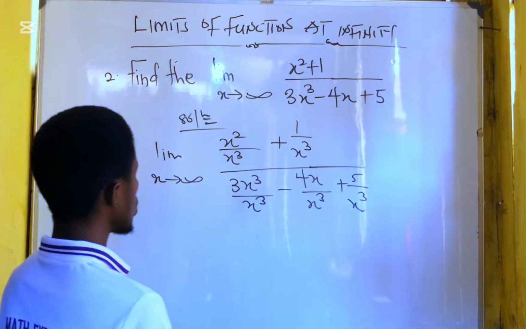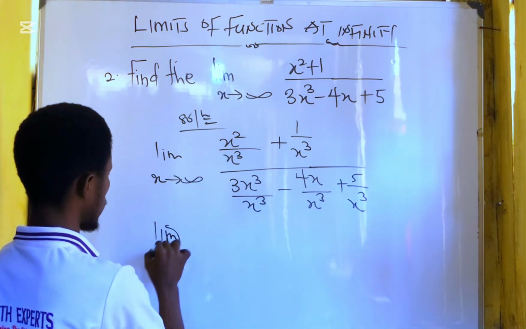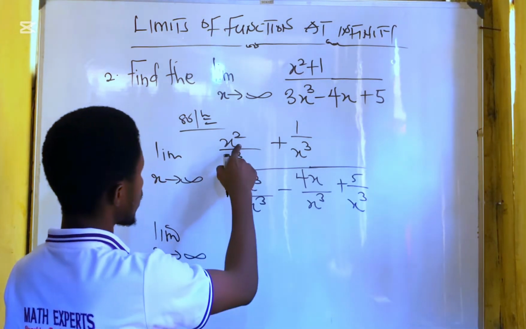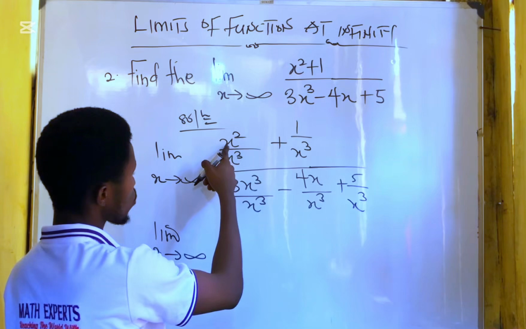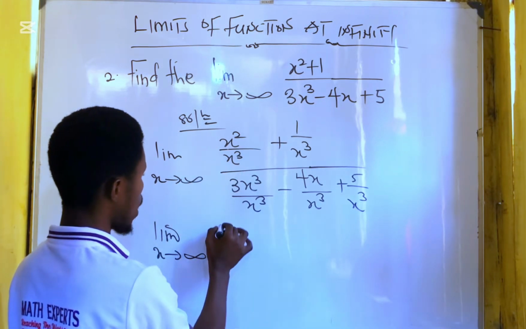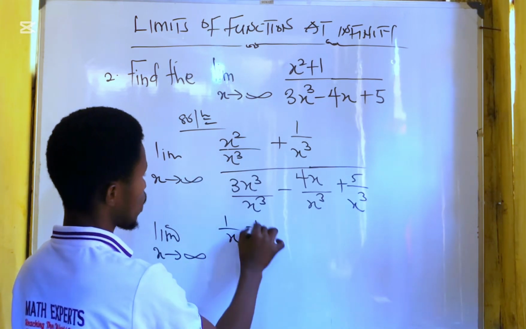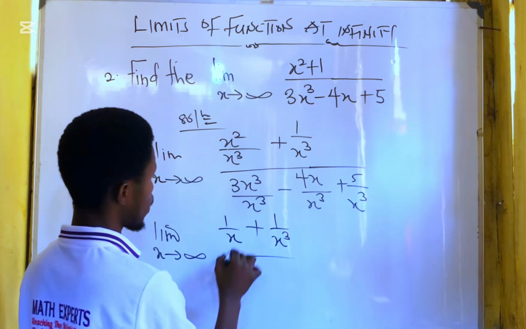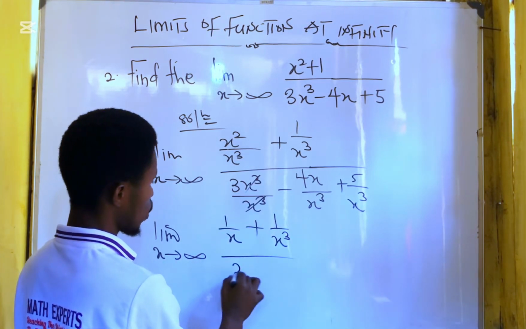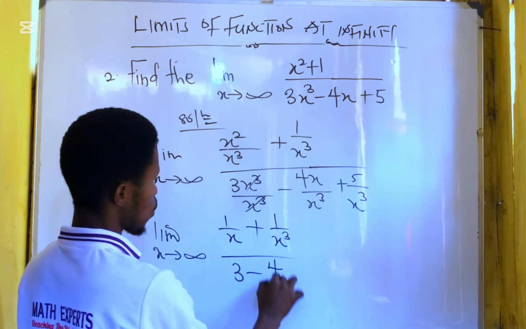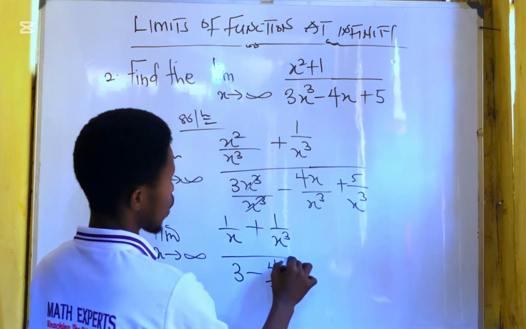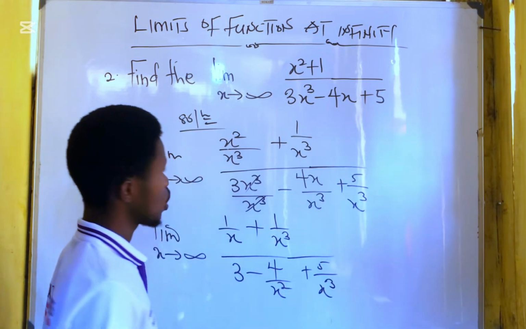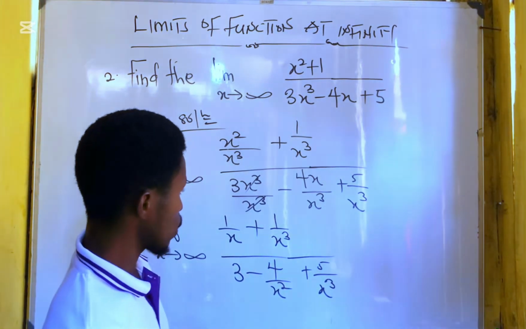Okay, after that, you realize that as x approaches infinity, this x can go into itself once and leave x here. So we have 1 over x plus 1 over x cubed, all divided by x going into itself once, leaving only 3 here, minus 4 over x squared plus 5 over x cubed. So that's what you are going to get at the end of it.